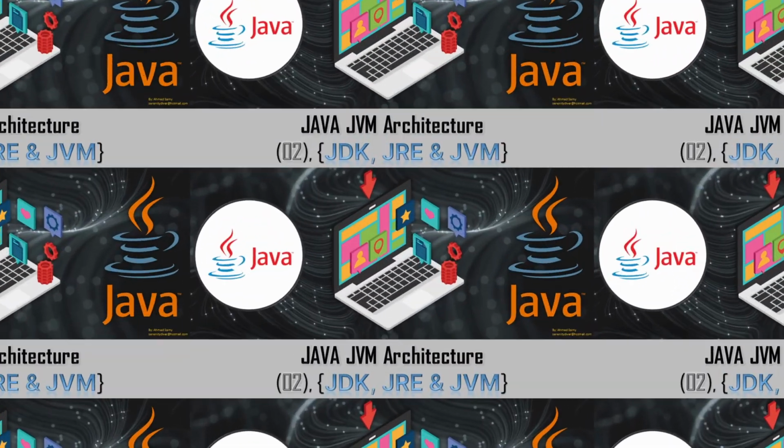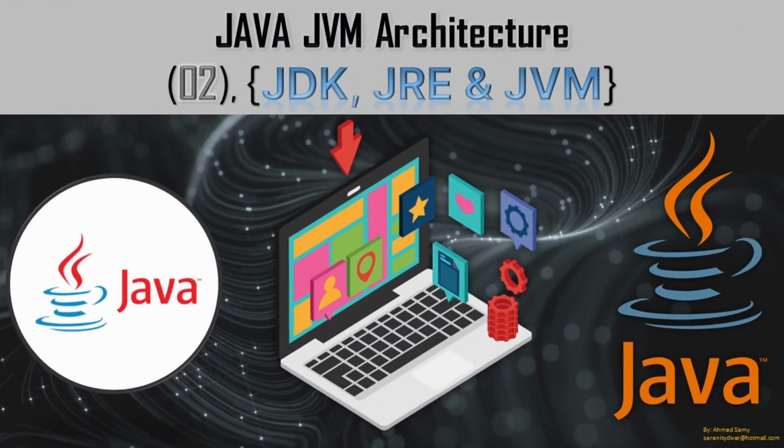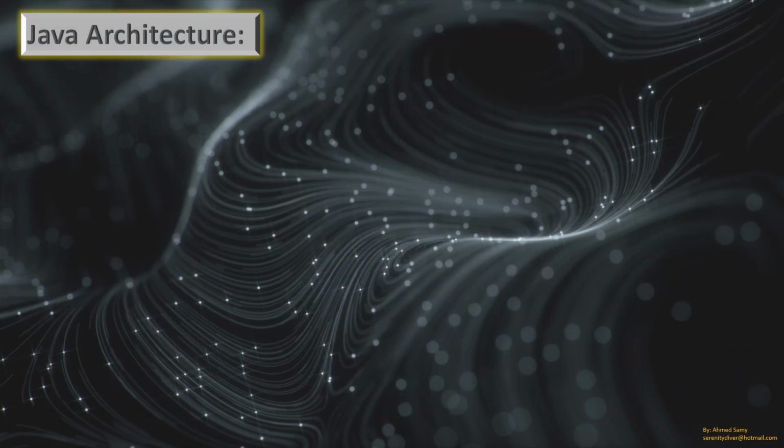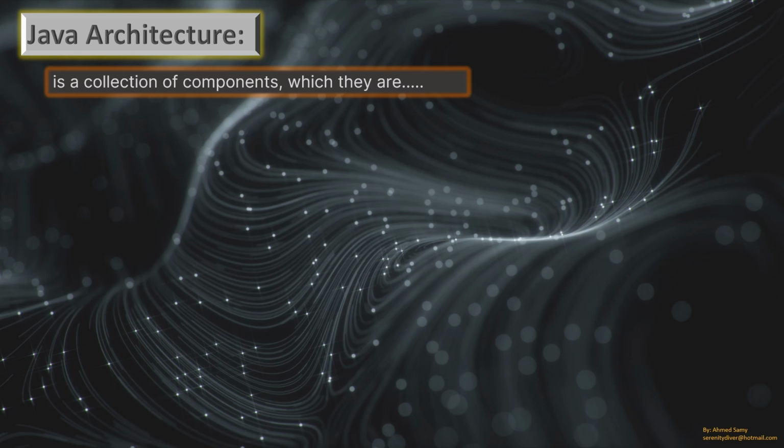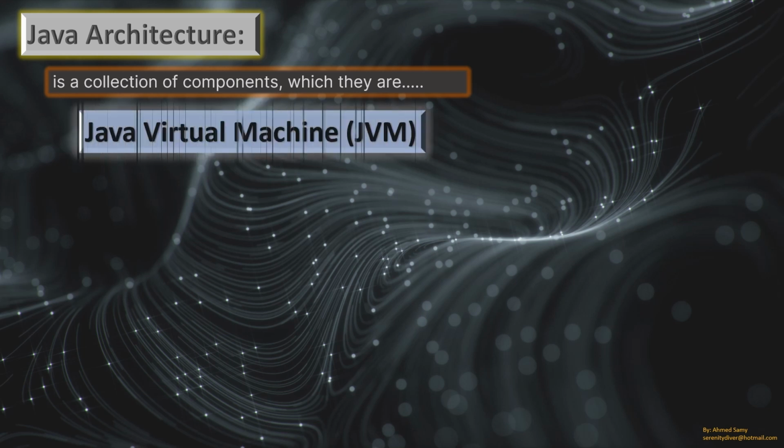Welcome back. We are going to continue from where we stopped last time about what is Java architecture. So let's get into our presentation, starting with the Java architecture itself. Java architecture is a collection of components. For example, they start with the Java Virtual Machine.